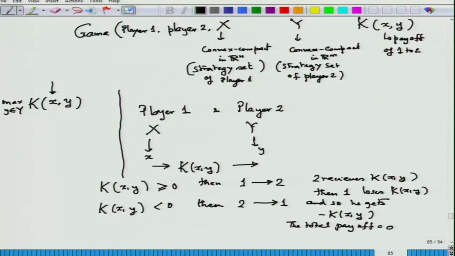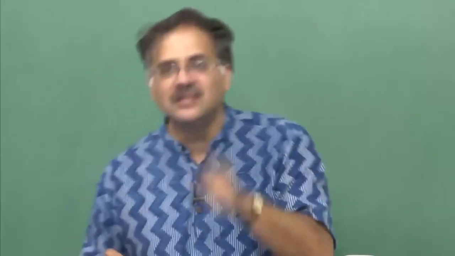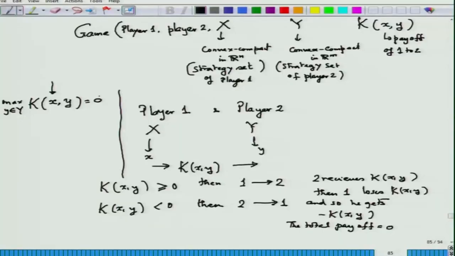Now, what is his aim? He wants to play such a strategy X which will minimize this loss, minimize the maximum loss. So, this is being minimized over Y, so it is a function of X, because as you change the X, the value of the maximum value will change.